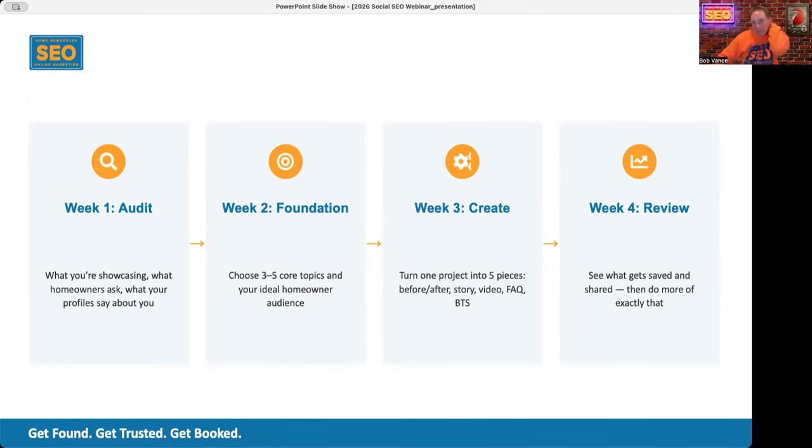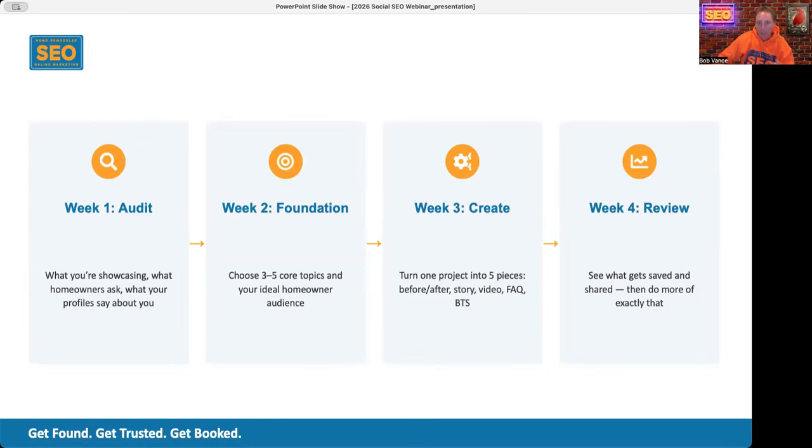Step two, create your content foundation. So what I mean by this is choose 3 to 5 core topics, define your ideal homeowner audience, your ideal customer avatar we talked about, and then decide which type of projects you actually want more of. Pretty simple, right?